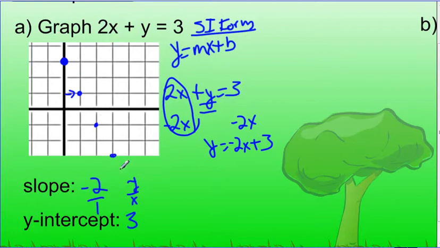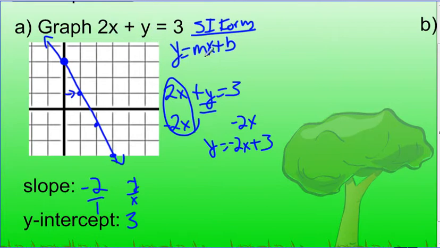Notice how all my points are in a nice straight line. So this is this line. Let's see how well I can make this. Not too shabby. Okay, so this is the graph of this line.